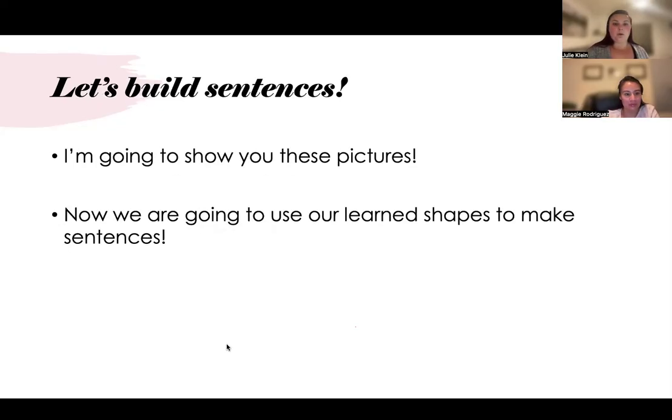Cool. Okay. So let's build sentences. I'm going to show you these pictures. Now we're going to use our learned shapes to make sentences. Remember, you have your oval, which is your subject, your rectangle, which is going to be your square rectangle verb, and then your hexagon is like the object. Okay?